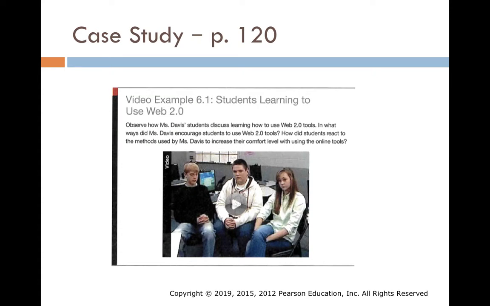So let's head over to page 120. That's where our case study begins. And we're looking at Miss Davis's students. They have some really interesting things to say about tools and teaching with tools.